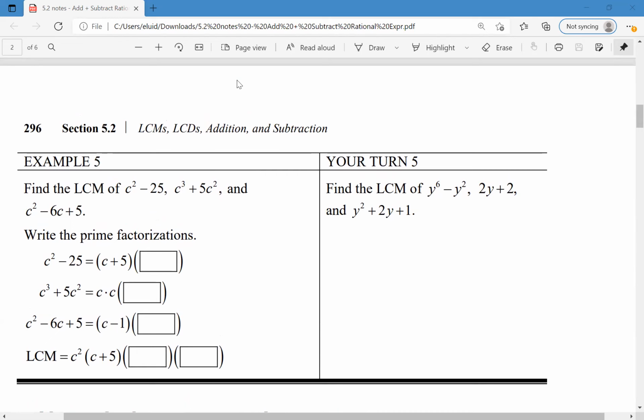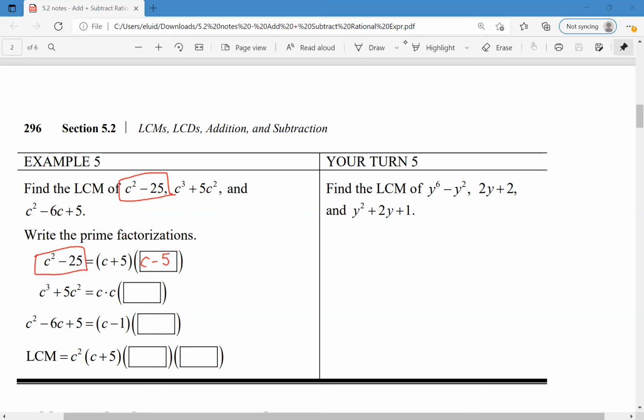So example 5, find the LCM of c squared minus 25, c to the third plus 5c squared, and c squared minus 6c plus 5. So we're going to factor each one separately, and then we'll go from there. So let's start with c squared minus 25. That's a difference of squares, c plus 5, c minus 5.